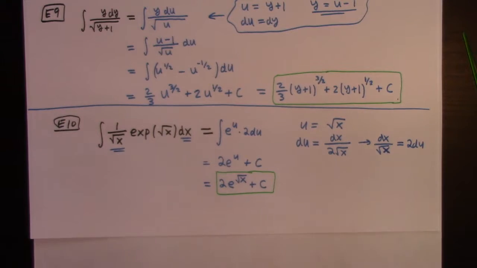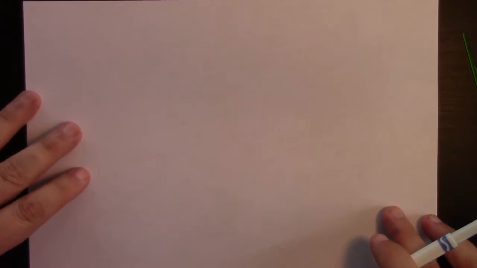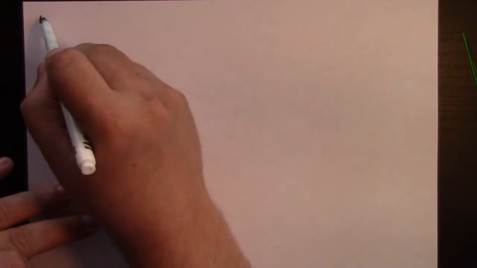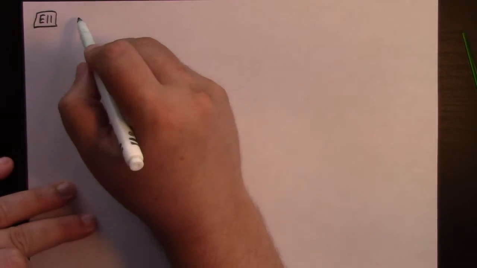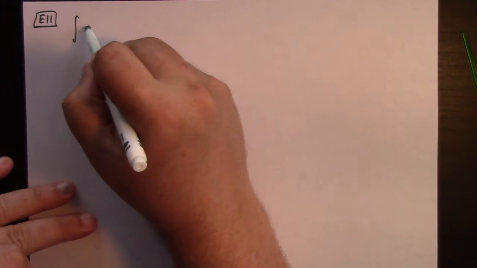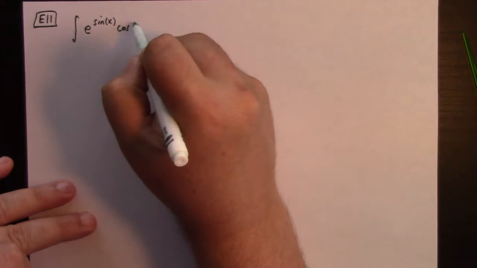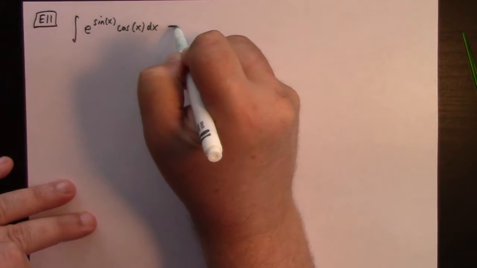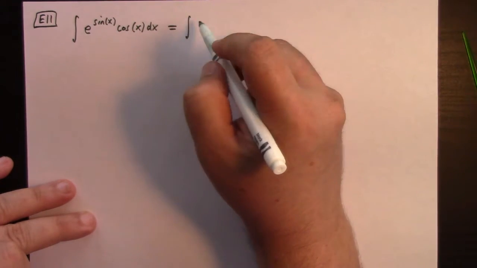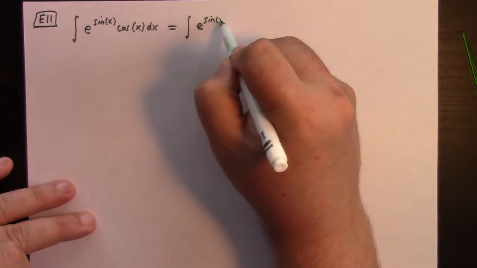All right. Now I should show you some more notation here. Example 11. Suppose we face something like the integral of e to the sine of x times the cosine of x dx. There's a really slick notation that we can use for problems that involve u-substitution. Here it is. So this is e to the sine of x, right?